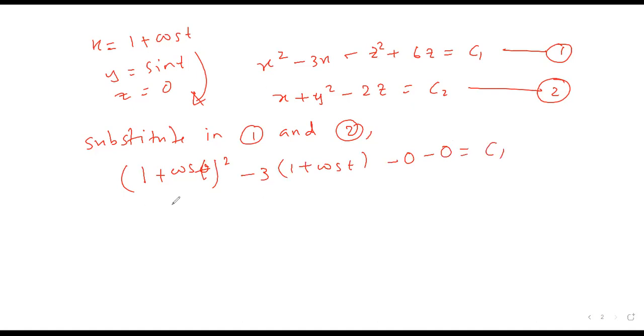Can you simplify this one and find the answer for C1? What will be C1 in terms of the parametric equation? Can you simplify and let me know? This is just (a plus b) whole squared. So what is (a plus b) whole squared? This will be a squared plus 2ab plus b squared. So just simplify this one.